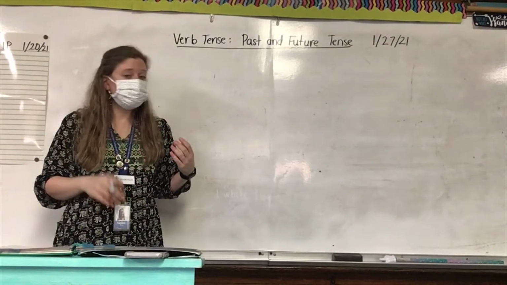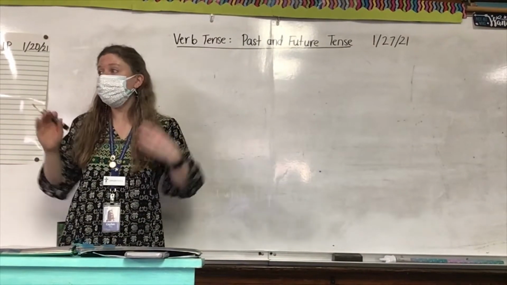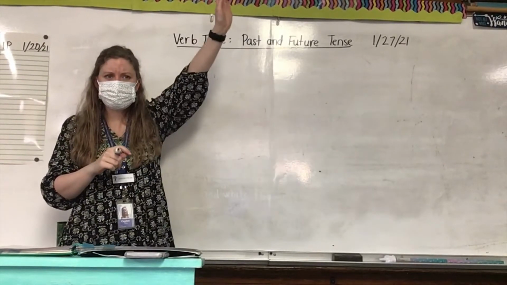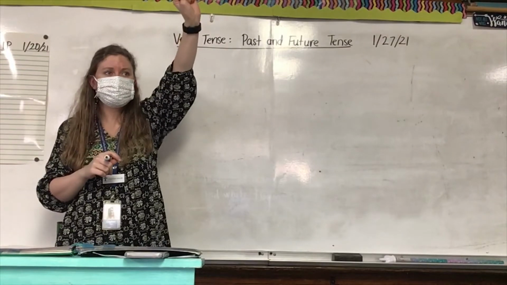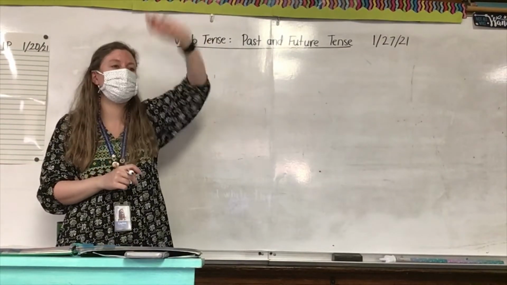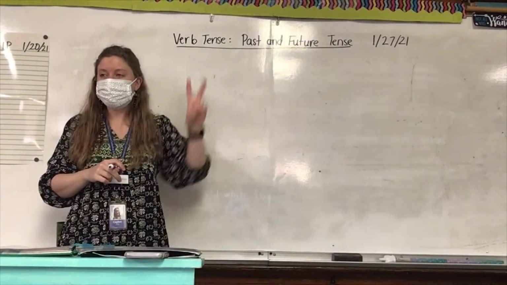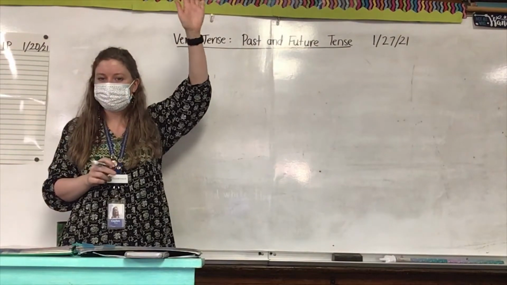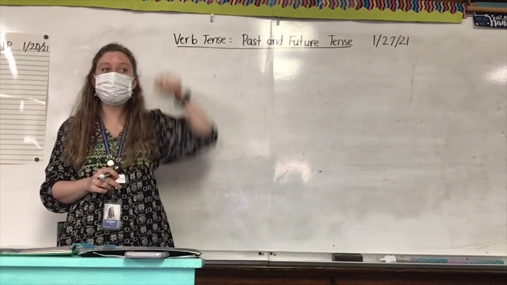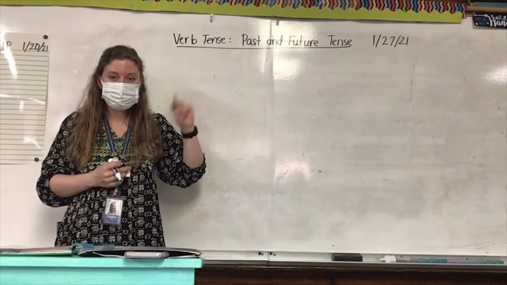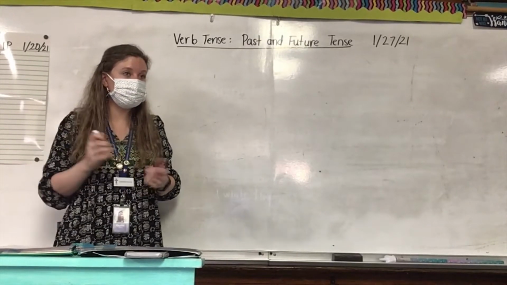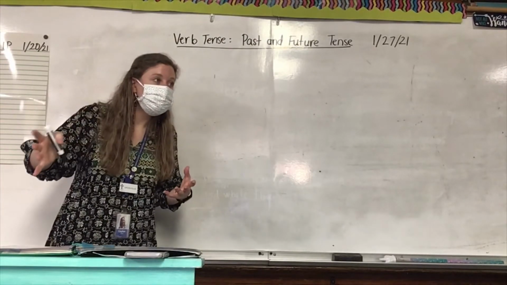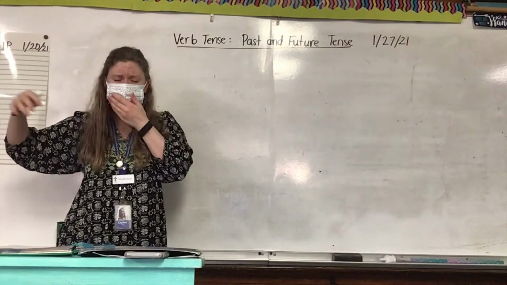So we already know verb tense tells us when an action happened. We know there are 3 basic verb tenses. What are those 3 basic verb tenses? Past, present, future. We talked about present tense. When is a present tense verb happening? Now. There are 2 ways that we can show that a verb is in the present tense. We can either add an S or an ES or nothing to the verb.